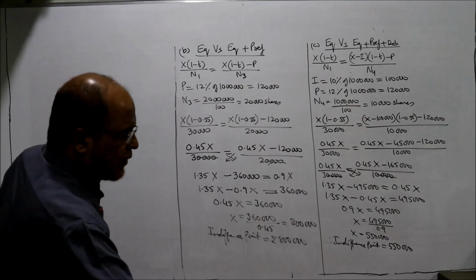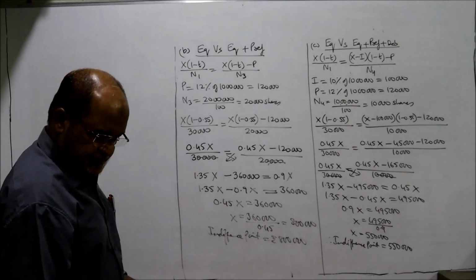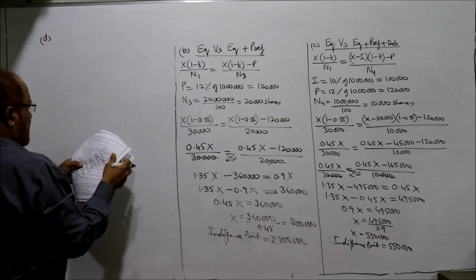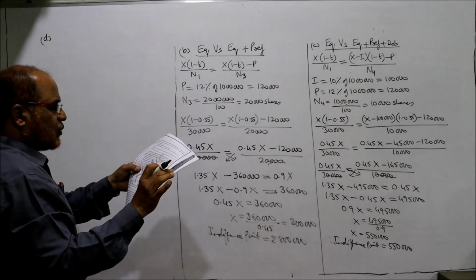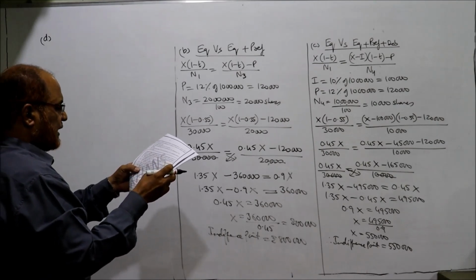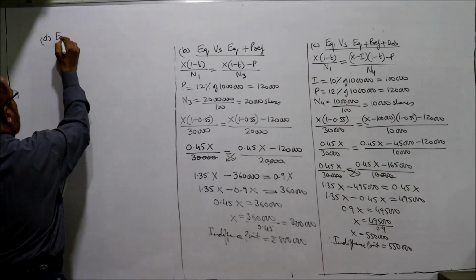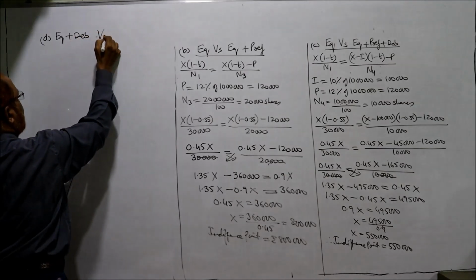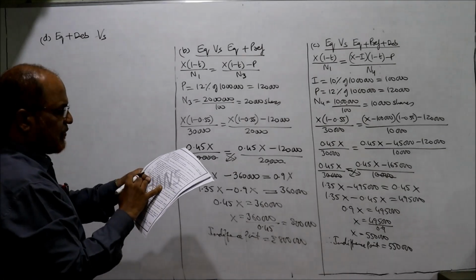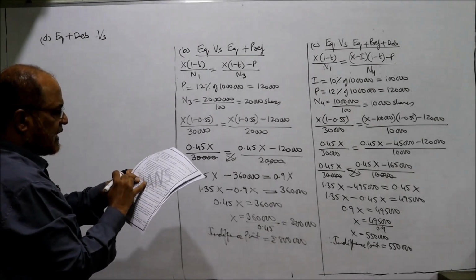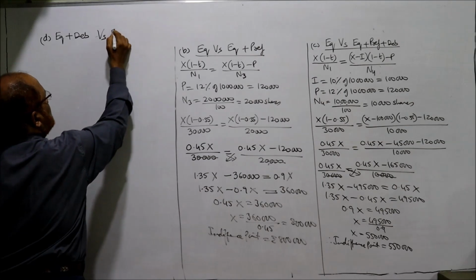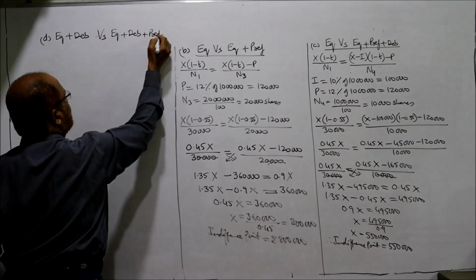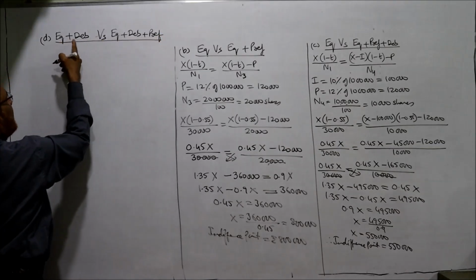Now the last, D point. D point is either equity share capital of 20 lakh and 10% debenture of 10 lakh, so the first plan is equity plus debenture, versus the second plan, where we have 12% preference capital of 10 lakh, 10% debenture of 8 lakh and 12 lakh rupees equity. So equity plus debentures plus preference. So first plan, equity plus debentures.